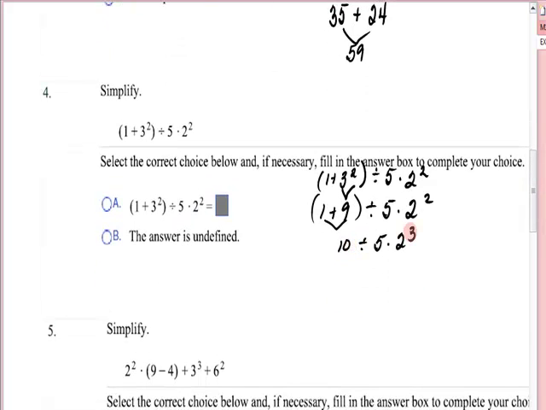Now I have division, multiplication, exponents. Okay, exponents came in priority list right after parentheses. 2 to the third power. That means 2 times 2 times 2. 2 times 2 is 4, times 2 is 8.